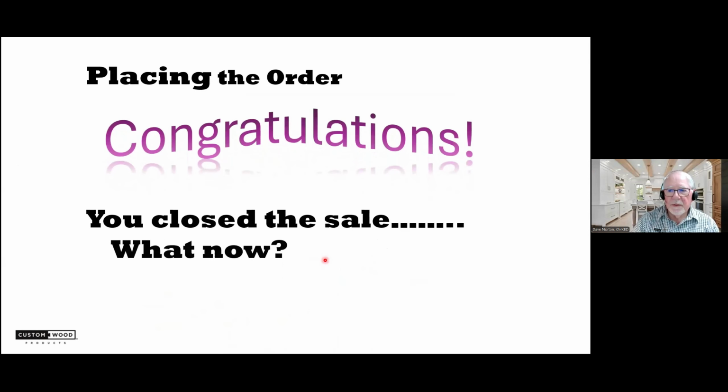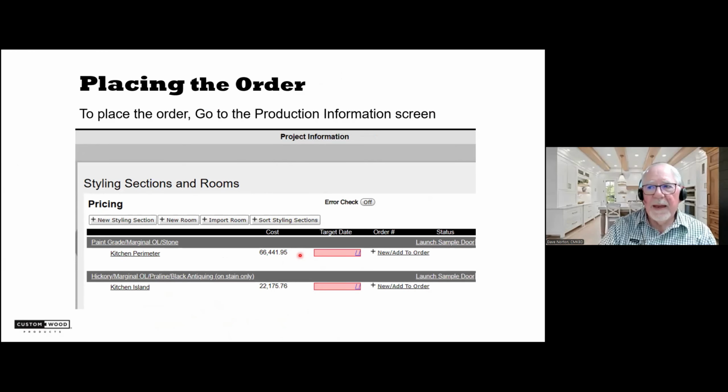So you've sold the job, you've closed the sale. What do you do now? So we go back into the product information screen where we've created our pricing. And we're going to click on New Add to Order.